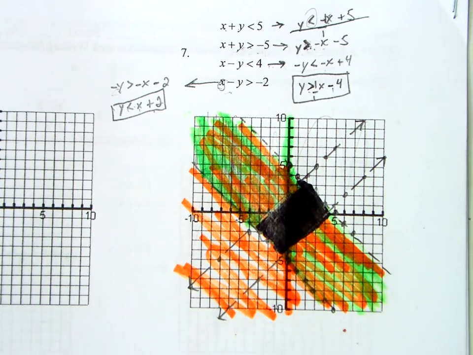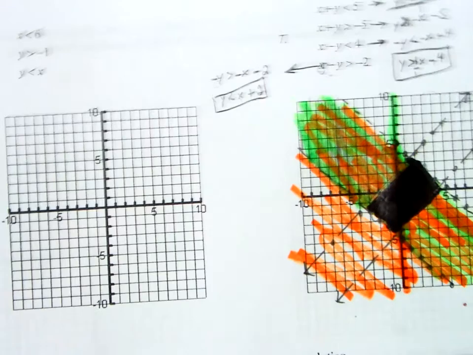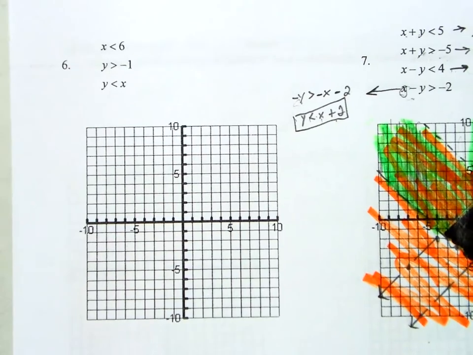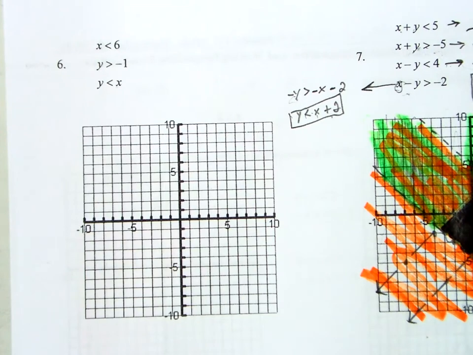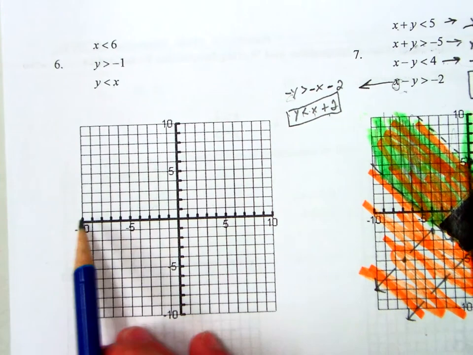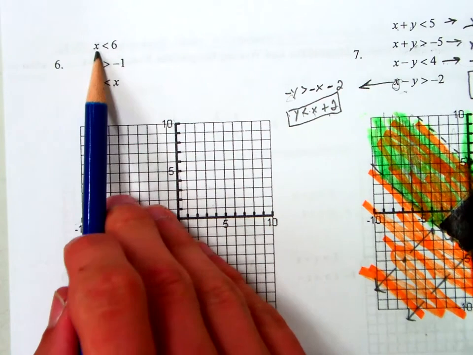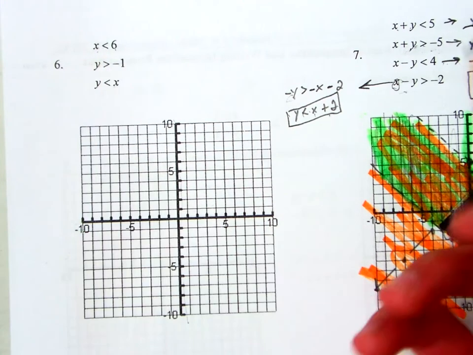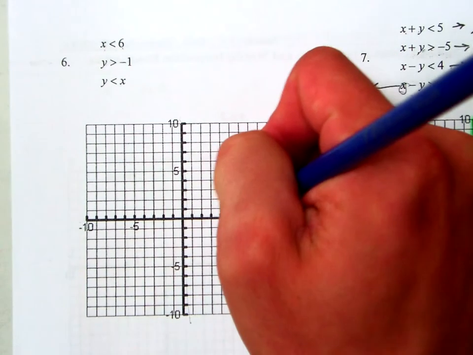So, let's see. Is there anything else that I want to go over? I like number 6. For some reason, people still have difficulties graphing these types of lines, and I think it's because they're trying to memorize things. The point is, here's my x-axis, here's my y-axis. This says that x is smaller than 6. Where does x even equal 6 at? X equals 6 right here.